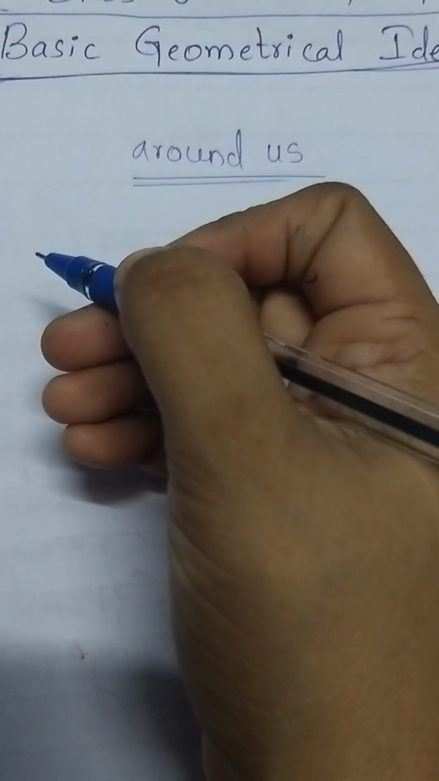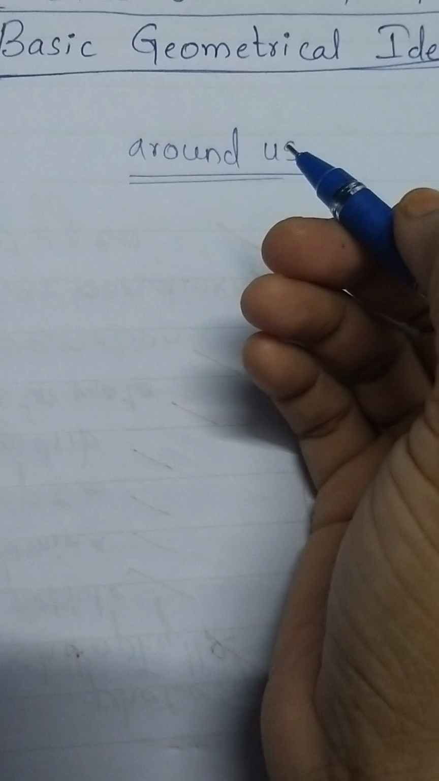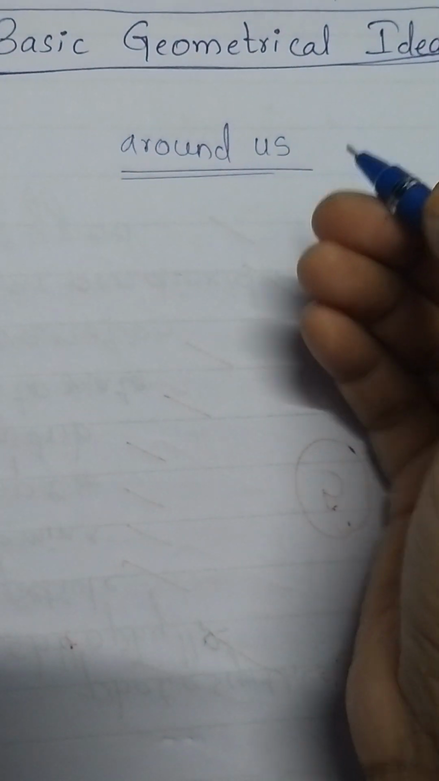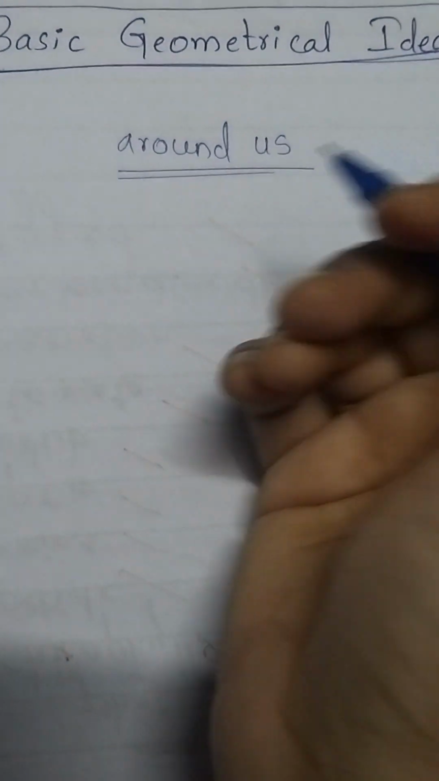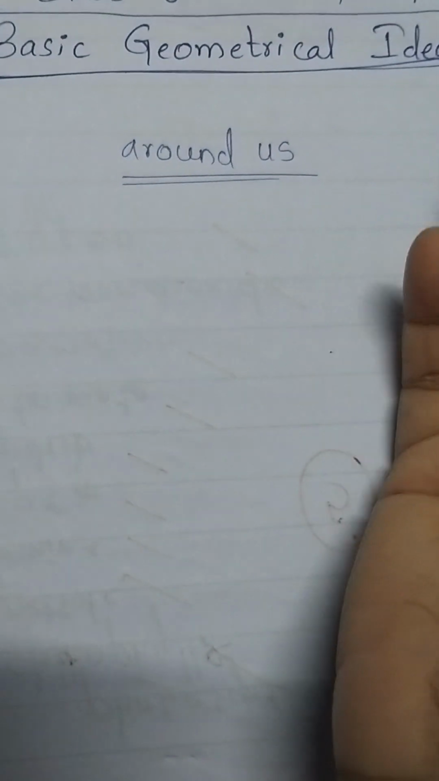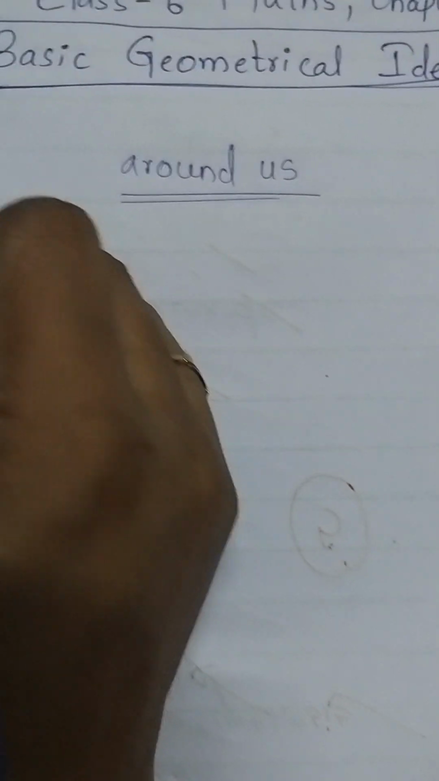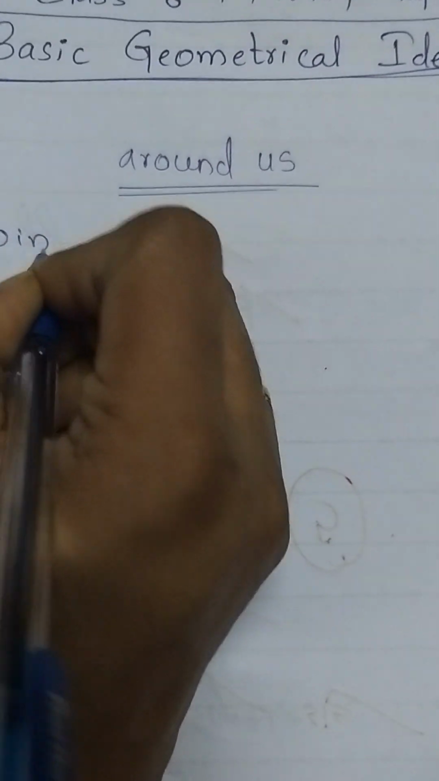In earlier classes you have learned some geometrical shapes like point, line segment, ray, curve, polygon. I am going to explain them again. In this chapter you have the same topic, geometrical shapes. What is a point, children?